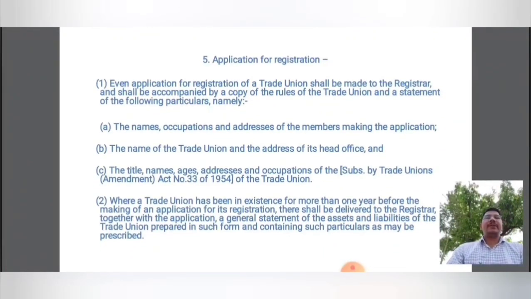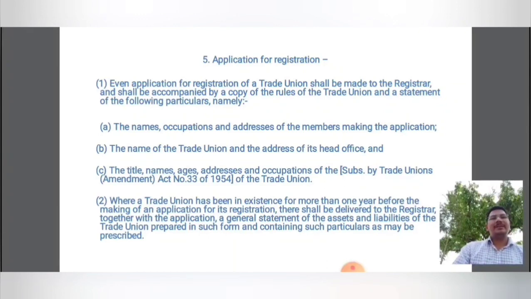Every application for registration of a trade union shall be made to the registrar and shall be accompanied by a copy of the rules of the trade union and a statement of the following particulars, wherein in an application we need to see the names, occupations, and addresses of the members making the application, the name of the trade union and the address of its head office. So these are the points which are very crucial to understand. One has to take care of this.